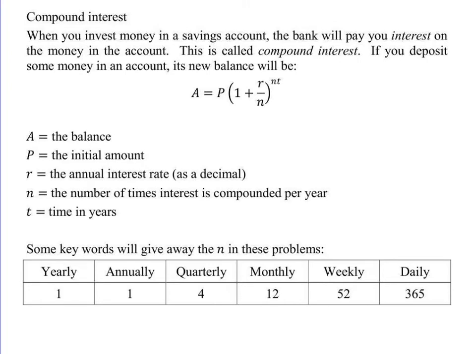When you invest money in a bank or like maybe in an account, any account that gains interest, or bonds, like some of you maybe have government bonds that you can't cash until you're 18 or something like that, and they're just sitting there earning interest. They all earn interest using this formula right here. A equals P times 1 plus R divided by N to the NT.